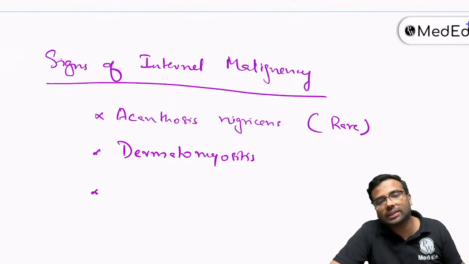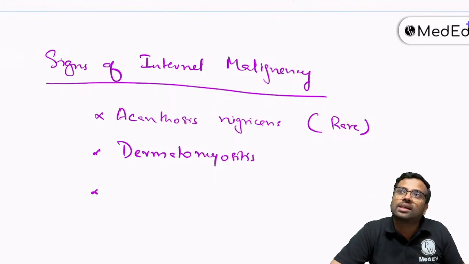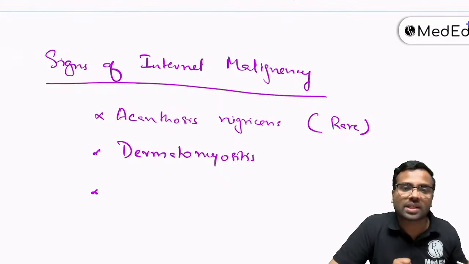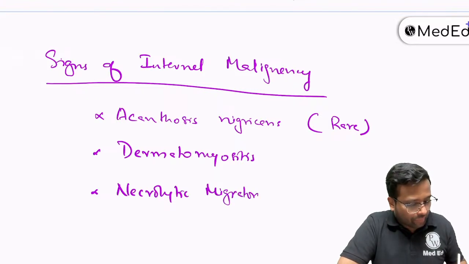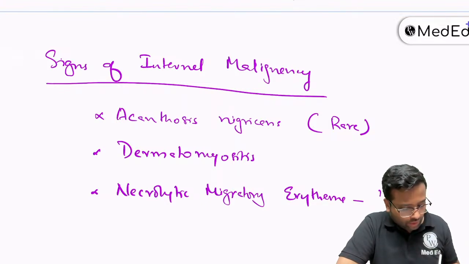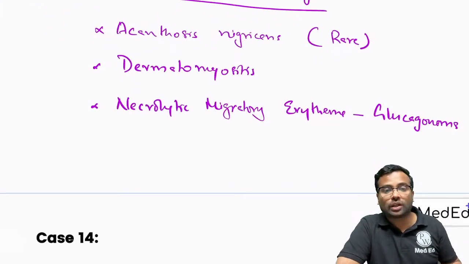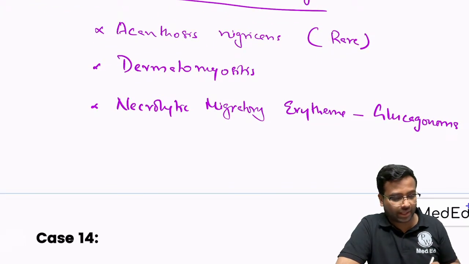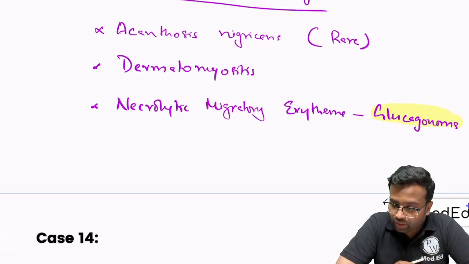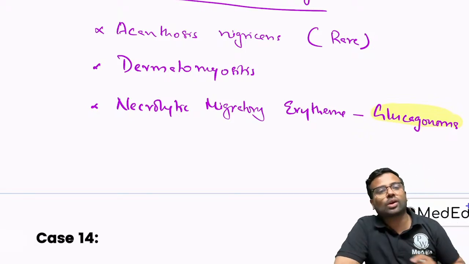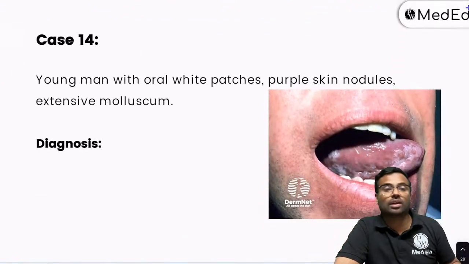Another one that would come to your mind is a type of erythema. What is this erythema? This is called necrolytic migratory erythema, which is associated with glucagonoma. Okay, necrolytic migratory erythema, which is associated with glucagonoma. So all these things are going to be signs of internal malignancy when it comes to the skin.